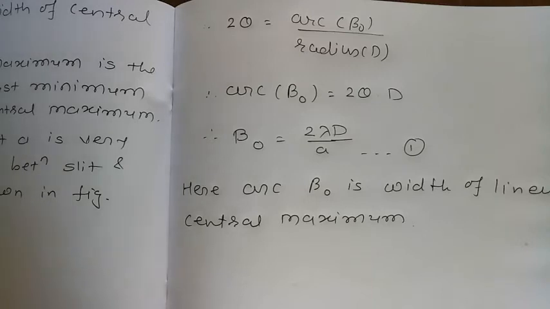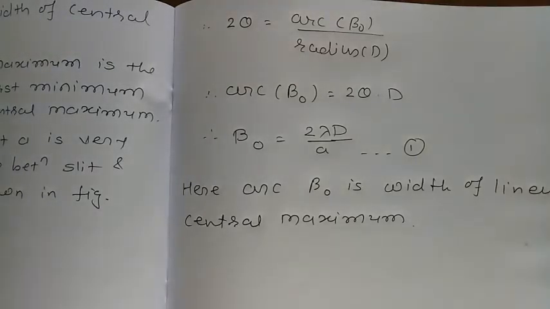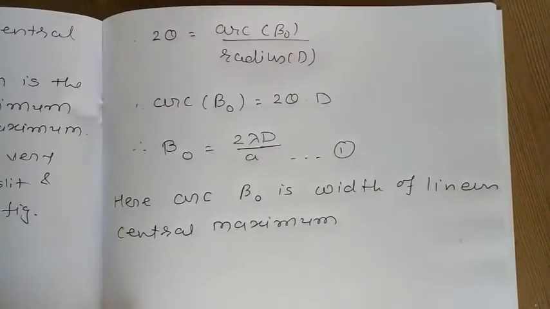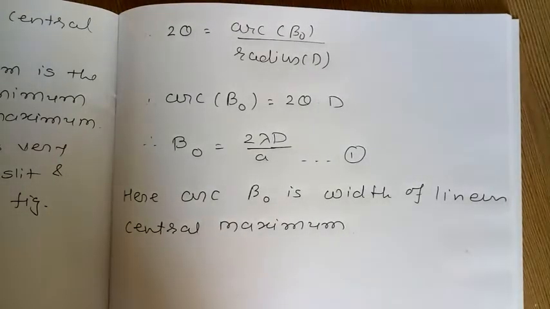Now we discuss the n plus 1th order and nth order. Suppose for the nth order we can say that theta n is equal to n lambda by a, and for the n plus 1th order we can say that theta is equal to n plus 1 lambda by a.